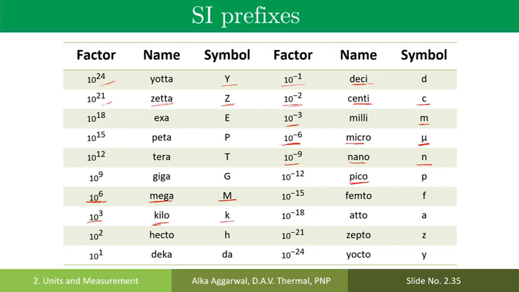Pico, the symbol is small p and it represents 10 to the power minus 12. Femto, or Fermi, it is represented by f and it represents 10 to the power minus 15. The prefixes mega, kilo, deci, centi, milli, micro, nano, pico are very commonly used in physics. Prefixes cannot be used alone. A proper unit should be attached to them.